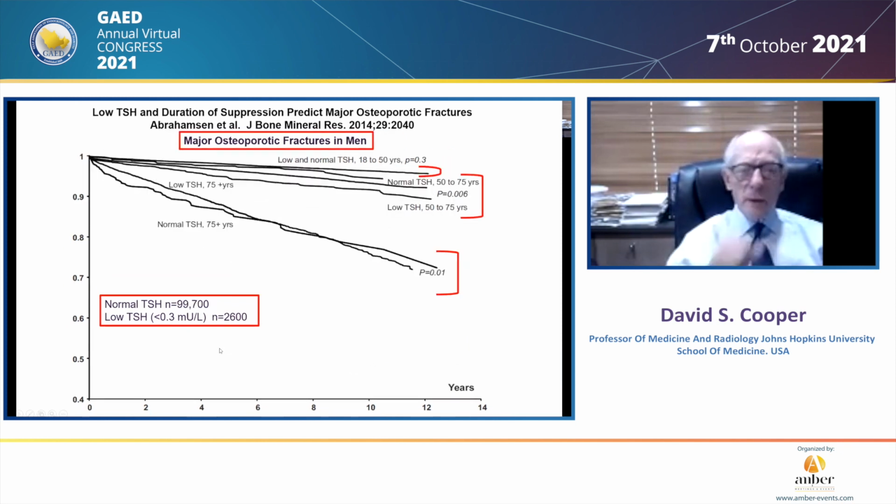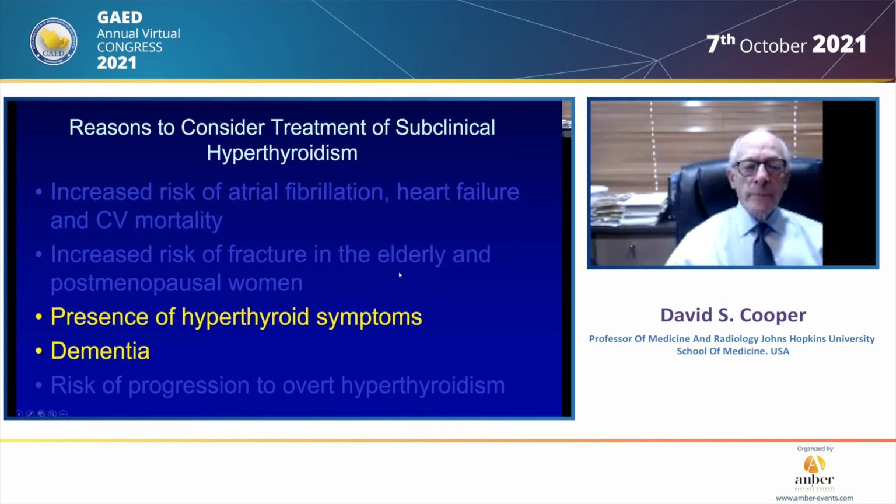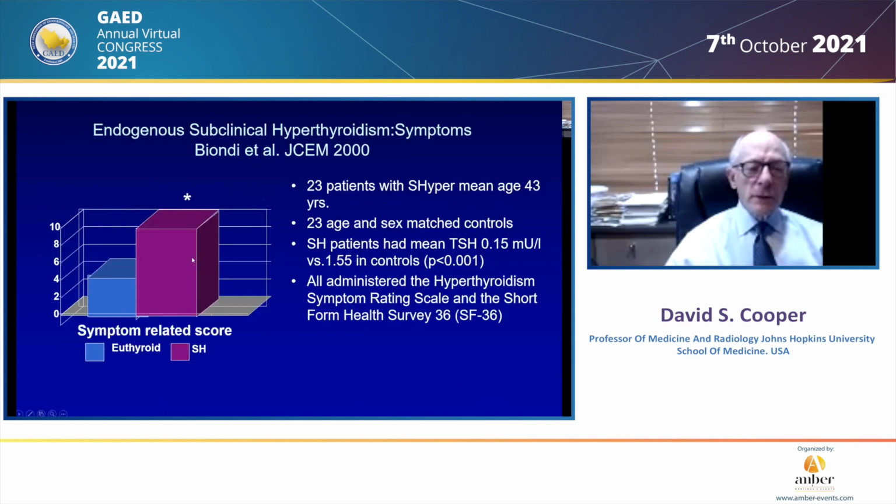The study also found that there was a higher risk of osteoporotic fractures in men who were 50 to 75 years of age, and in men who were over the age of 75. And then let's just talk about symptoms and dementia. So this is just a small study of 23 patients who were administered a hyperthyroidism symptom rating scale and a health survey. And the patients with subclinical hyperthyroidism did have more symptoms than the euthyroid controls.